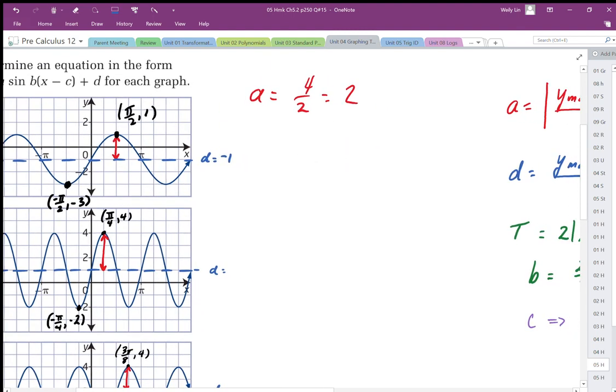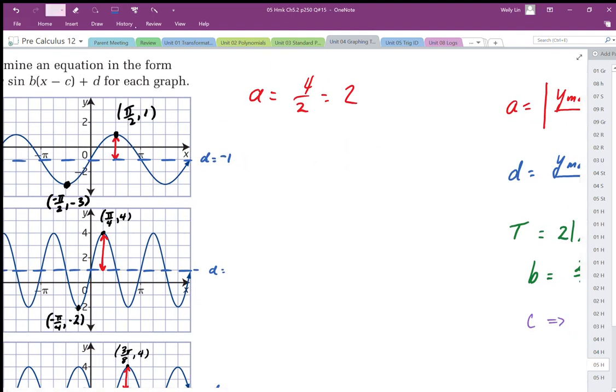For our period, we're going to find the difference between the two x coordinates. So pi over 2 minus negative pi over 2, and that's going to be equal to pi. So we're going to multiply that by 2 to get a period of 2 pi. Okay, in this case, the b value is going to be 1. And we can see that because once we see the period is 2 pi, we know that there's no compression or expansion involved.